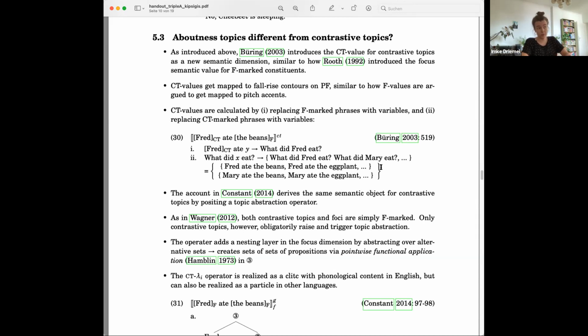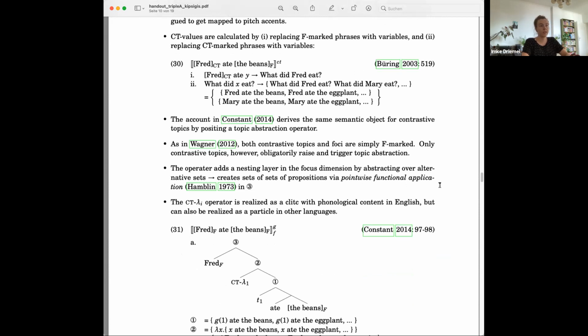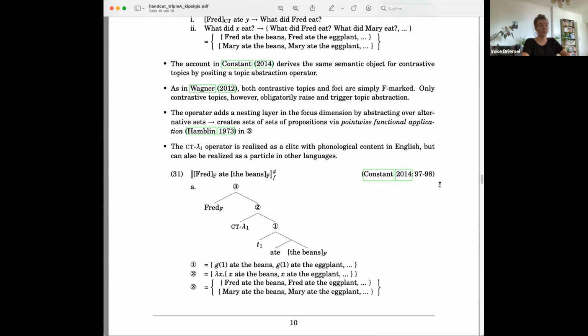The account in Constant 2014 derives the same semantic object for contrastive topics, but by positing a topic abstraction operator. So it gets you the same facts, but with slightly different tools. As in Wagner, both contrastive topics and foci are simply F-marked, but it is the contrastive topic that obligatorily raises to trigger topic abstraction. So here's an example, 31, Fred ate the beans. Again, here we have F-marking, but we see that the contrastive topic Fred raises and triggers the insertion of this topic abstraction operator. And this operator adds a nesting layer in the focus dimension by abstracting over alternative sets, right?